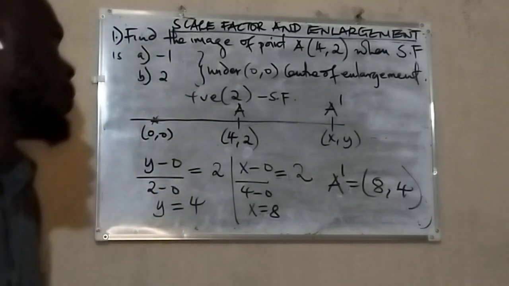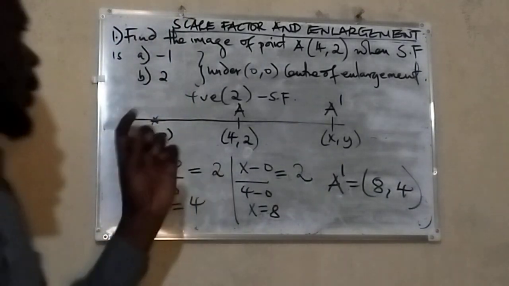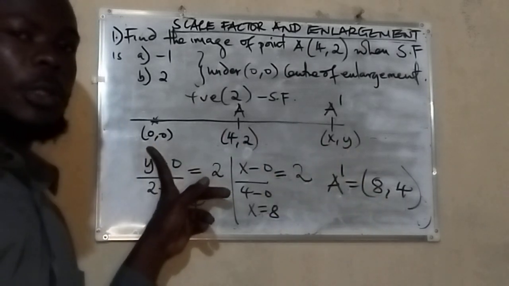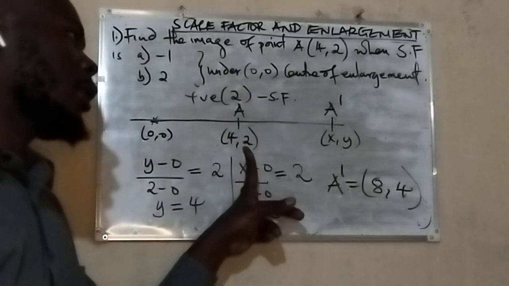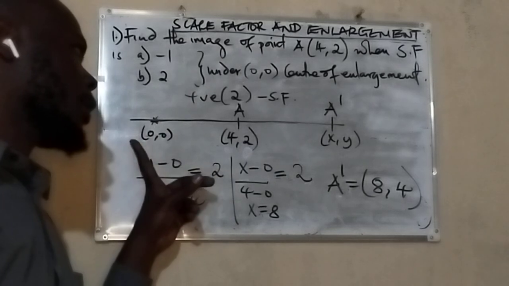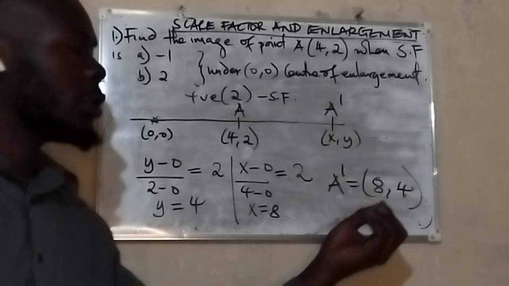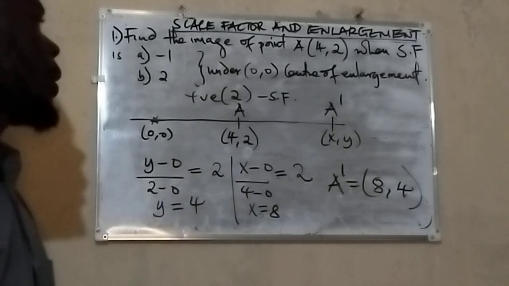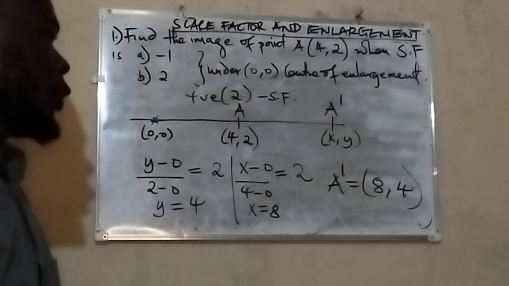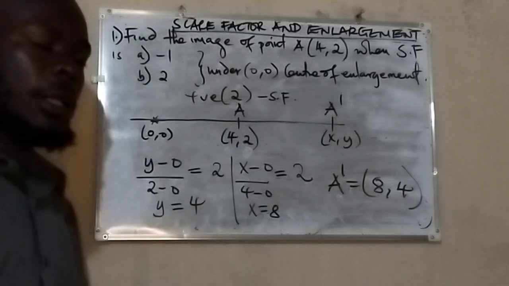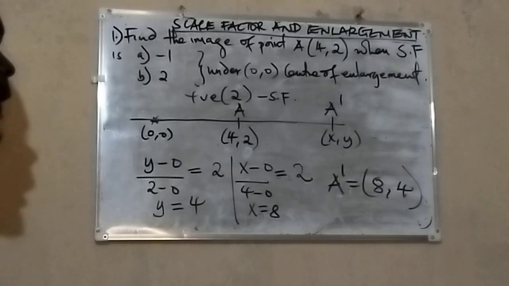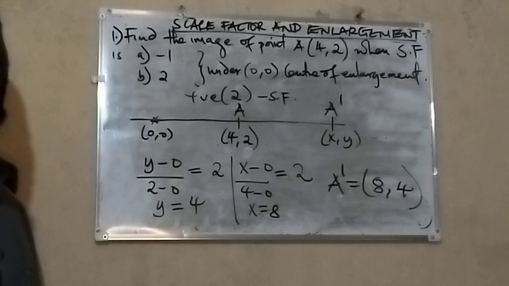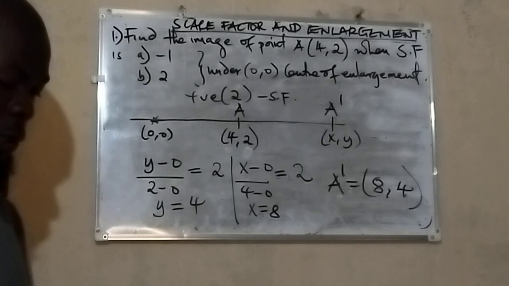The scale factor is 2. So you take the distance from the image up to the point of origin, and the distance from the object to the point of origin. It's like when you take image over object, it will give you the scale factor. So you go with the distance. Such questions you handle in such a manner. Up to there, I think you can easily tackle that kind of question with ease.